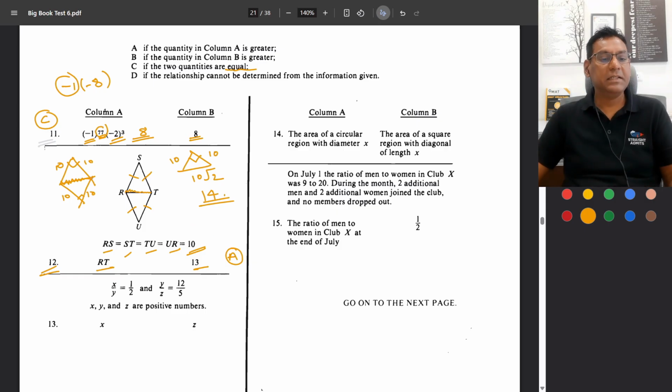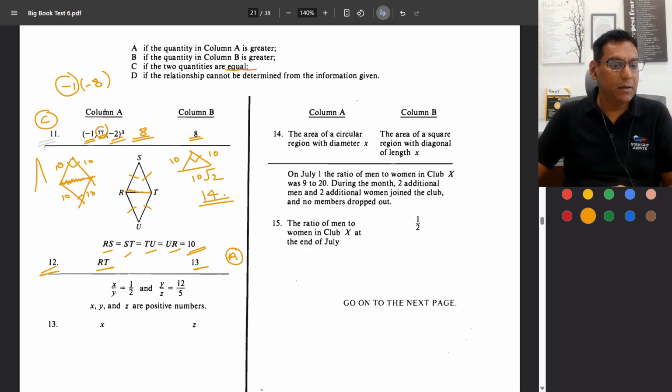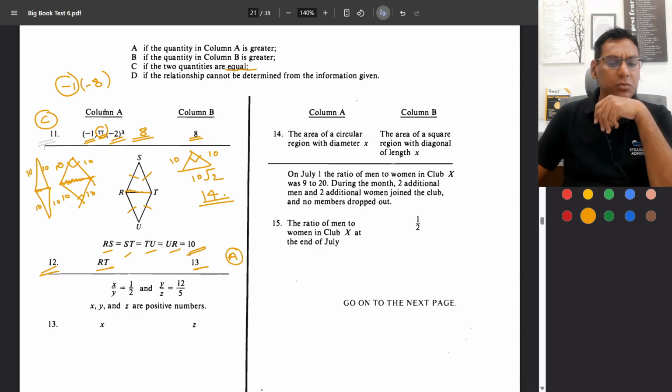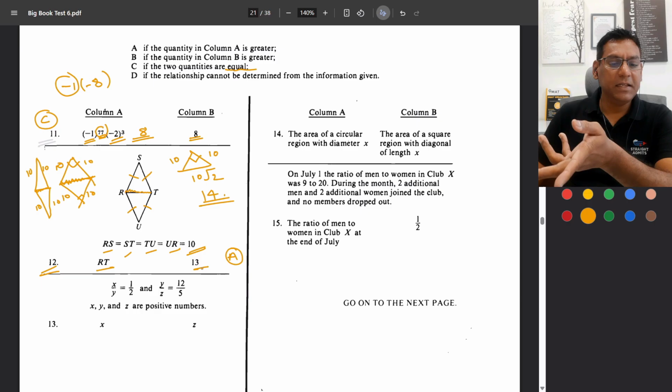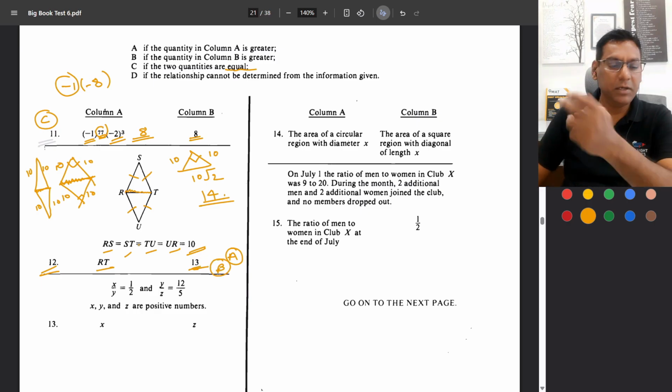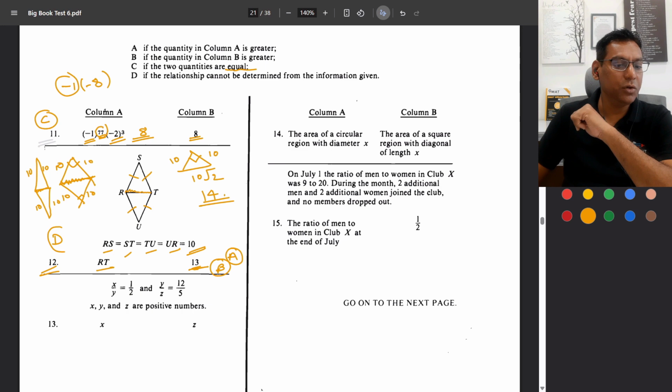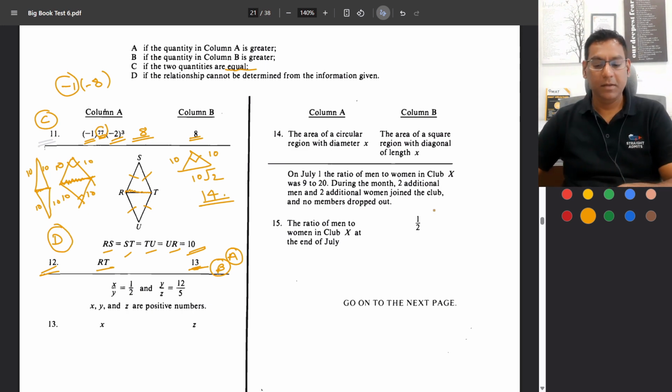But it doesn't have to be 90 degrees. Let's say it's a very small angle like this. In that case, this diagonal could even be 1 unit, 2 units, a very small number also. So in that case 13 is going to be bigger, and the answer is going to be B. I'm not able to determine, so the answer is actually going to be D. They have not given any angles. That was the point in this question.